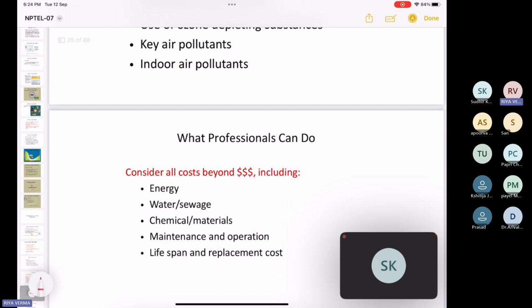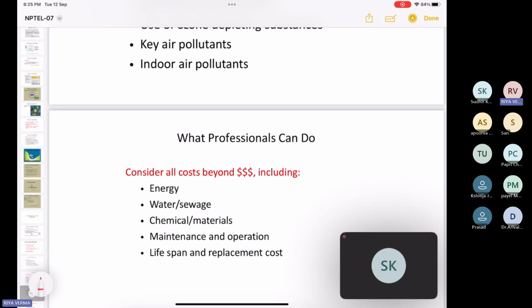And for economical aspect, we should consider all the costs, including energy, water or sewage, chemical or materials, and maintenance and operation, lifespan and replacement cost. So basically, economical aspect not only considers the financial sector, or not only the money aspect. Apart from that, it also considers all the costs that we need to pay in terms of the energy, in terms of the water or the sewage. That is, if our water bodies are getting polluted, that is also a cost that we are paying during the designing of any project.